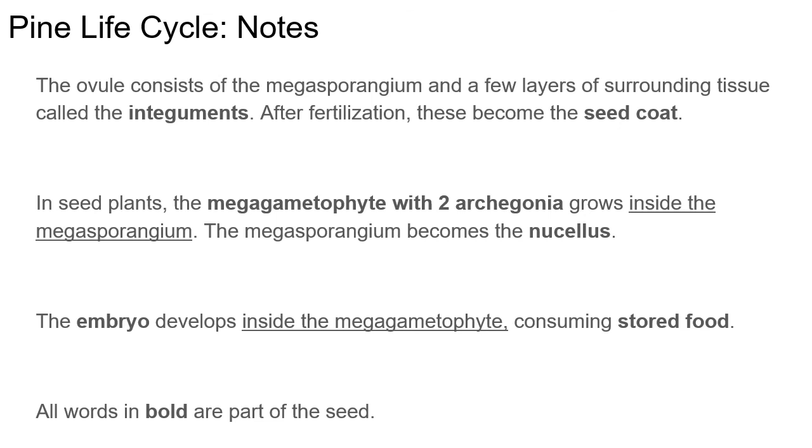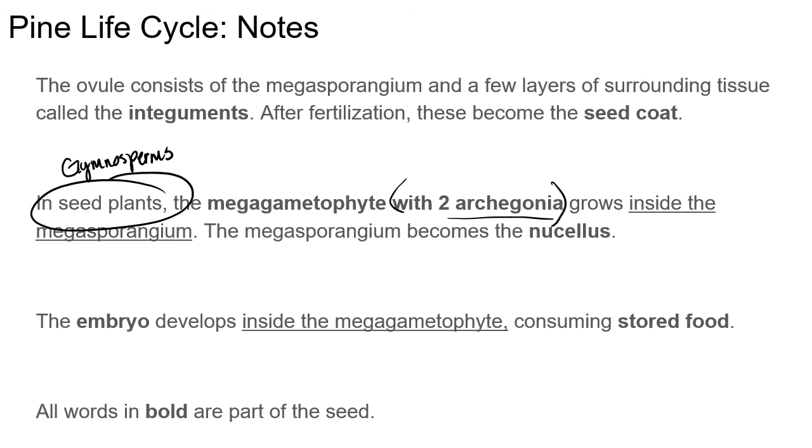So some things to think about for the pine life cycle and things to note. The ovule consists of the megasporangium and a few layers of surrounding tissue called the integuments. After fertilization, the integuments become the seed coat. In seed plants, the megagametophyte has 2 archegonia, and it grows inside the megasporangium. The megasporangium becomes a nucellus. And this says in seed plants. I don't know why I didn't just say in gymnosperms, because we are going to lose archegonia when we move into the angiosperms. So this really is gymnosperms, and particularly in the pine life cycle.